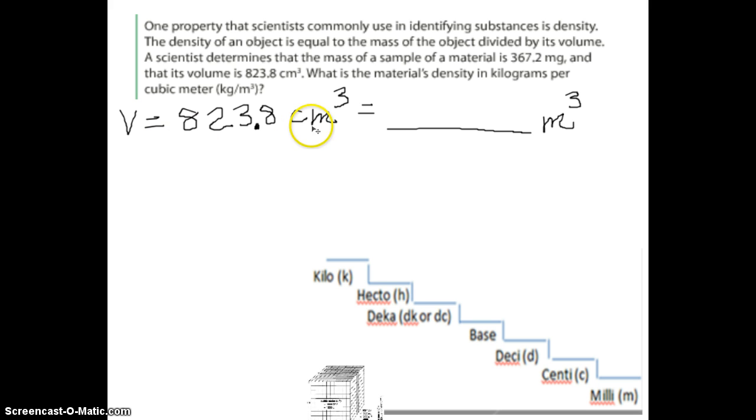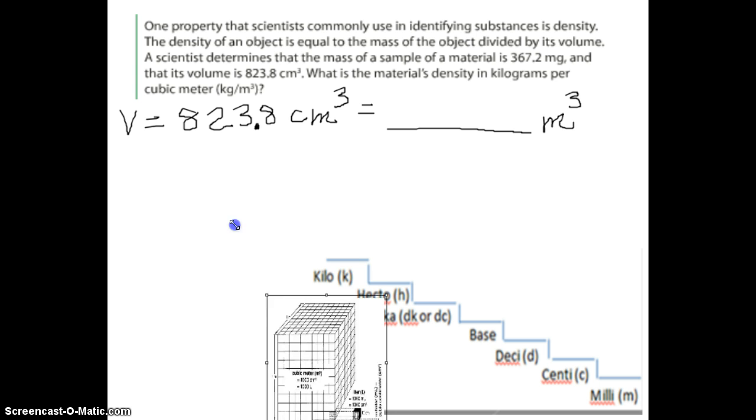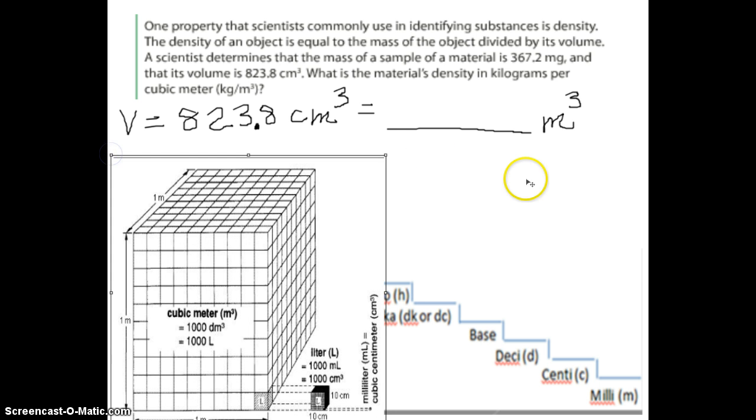So we have our volume in centimeters cubed. I want it to go to meters cubed. Again, because it's cubed, I cannot simply hop on the stair step. Instead, I have to take that into account. And an easy way to look at that is this picture. Sorry for the sound effects. All right, so let's take a look at what this is showing us.